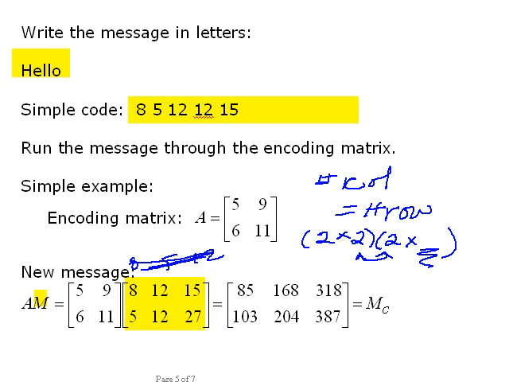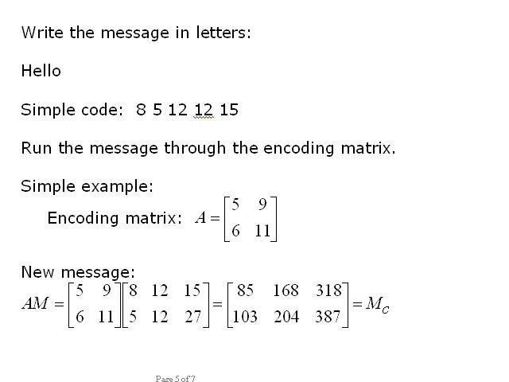So I'm going to take this encoding matrix and multiply my message. Here's my encoding matrix, here's my message, and I multiply these together. If you can recall matrix multiplication, you take the 5 and the 9 and go against the first column, which is 8 and 5. So 5 times 8 plus 9 times 5 gives me my 85. And you just continue. Now take the 5 and 9 and go against the 12 and 12, and then against the 15 and 27.